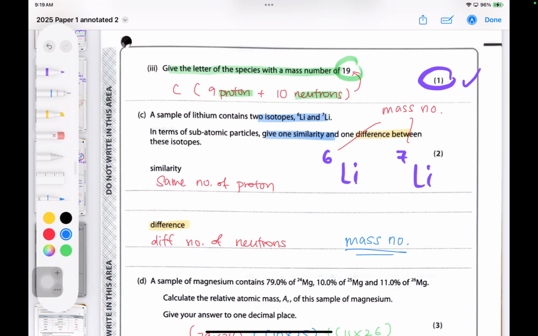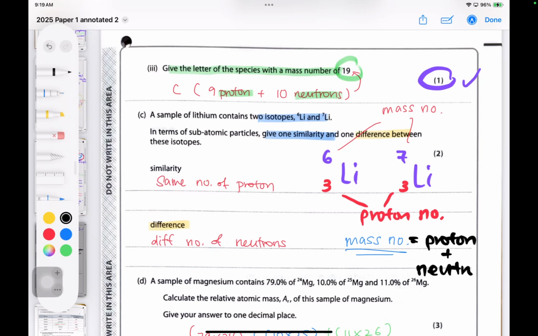Okay, now before I go into that, I just want to take a moment to ask you to look at your periodic table. You will see that your periodic table would provide lithium with a 3 at the bottom or at the top, depending. This 3 is actually our proton number. If you could recall, mass number is proton plus neutron. And since the proton number is the same, the similarity here is both of them have 3 protons.